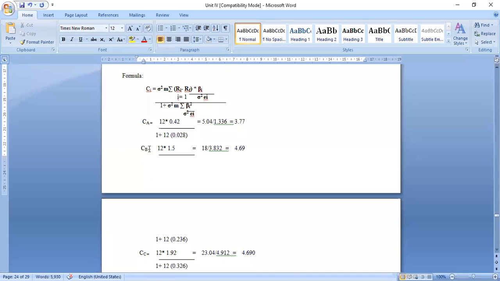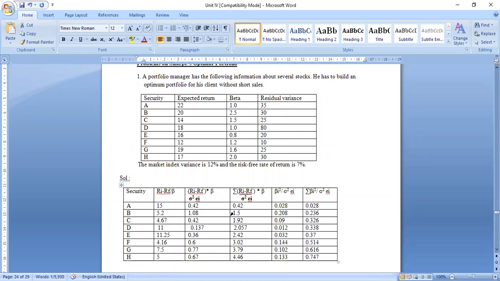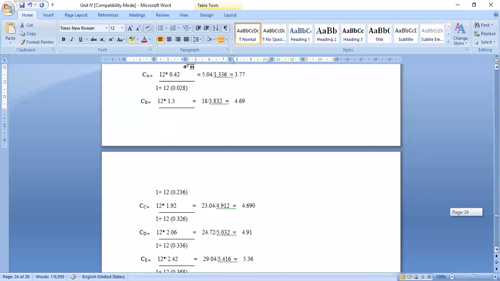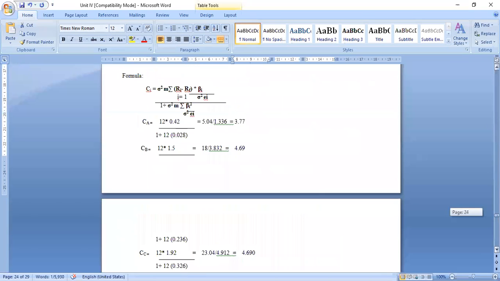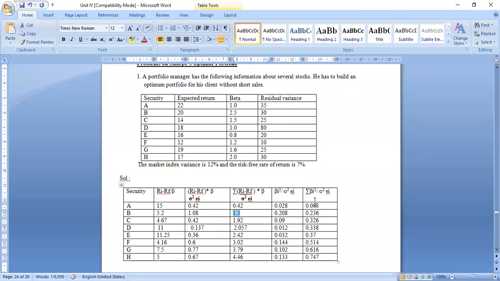So now Ci, that is for security B. Again the market variance index will remain as it is, 12 into 1.5, which we have already calculated in this particular table. So we are going to insert that into the formula: 1.5 divided by 1 plus, again, the market index variance 12 into 0.236, that we find in this last column, that is summation beta i square divided by residual variance.